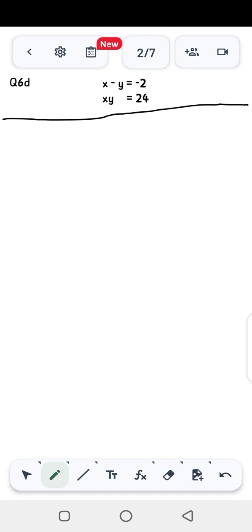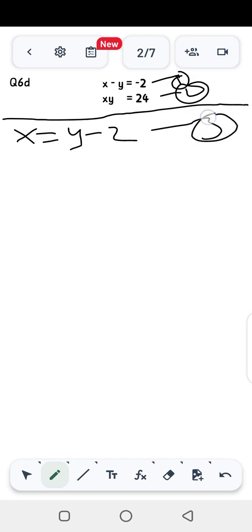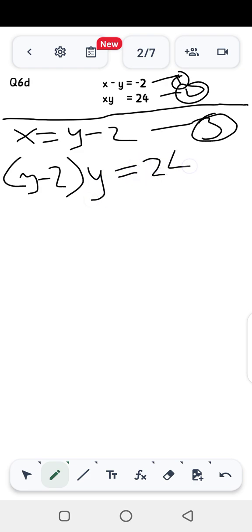So we begin from equation 1. From equation 1, let's make x the subject. So x will be equal to y minus 2. This is equation 3. Now put equation 3 into equation 2. In equation 2 it is xy, they are multiplying, so it will be y minus 2 multiplying y is equal to 24.